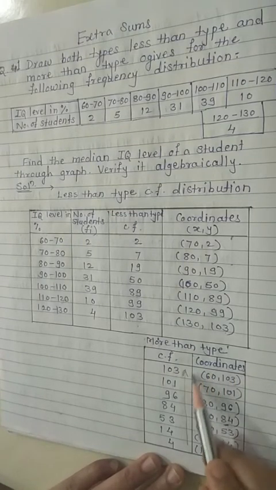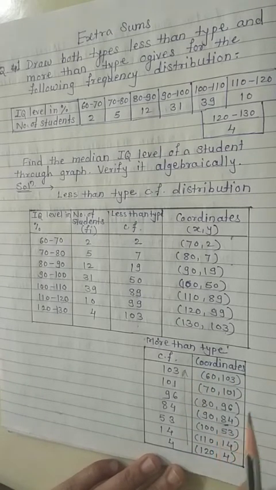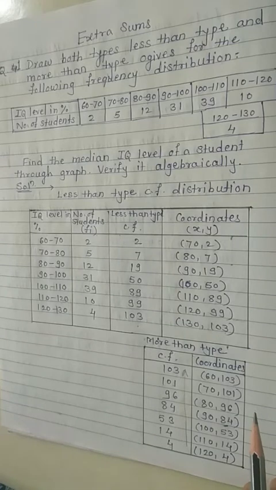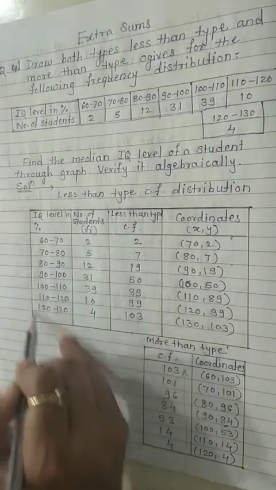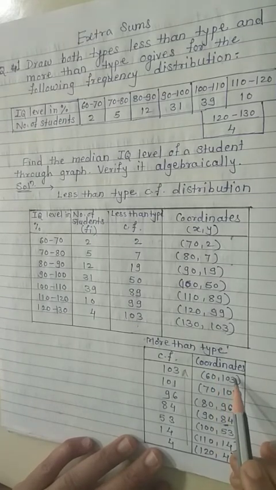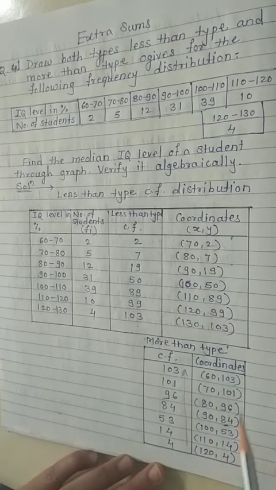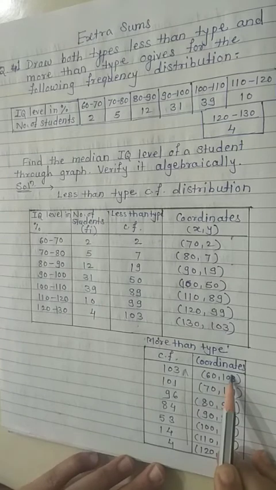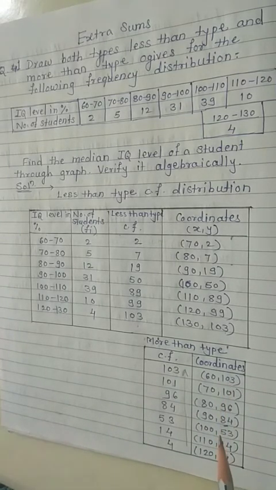Now we have to write the coordinates for the points. For the more than type ogive, we are always considering the lower limits of the class interval. So here the lower limits and the corresponding cumulative frequency are the x and y coordinates for the more than type ogive. Now we are going to plot these points on the graph paper.